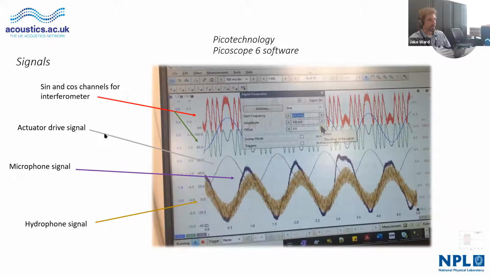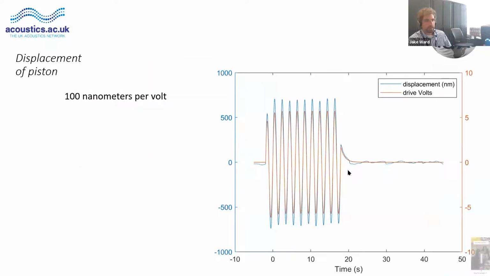And here we have the actuator drive signal in gray, microphone in purple, and hydrophone with some 50 hertz noise. This is intentionally low drive signal, so poor signal to noise ratio, to show 50 hertz noise coming from the mains there, for a 900 millihertz drive signal. So we can now, with the interferometer, relate the drive voltage to the displacement in nanometers. We're getting 100 nanometers per volt on the drive there, and we've unwrapped the phase of the quadrature interferometer.